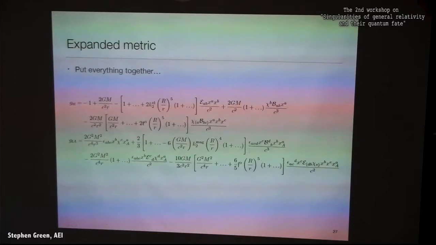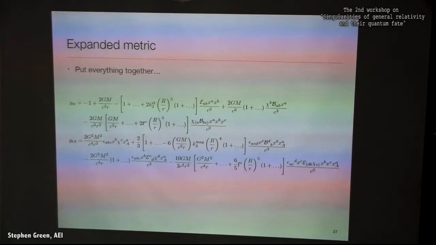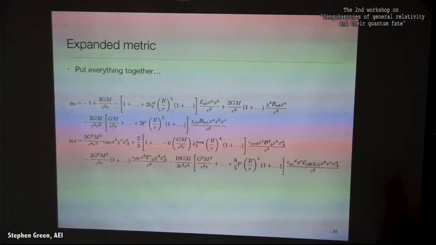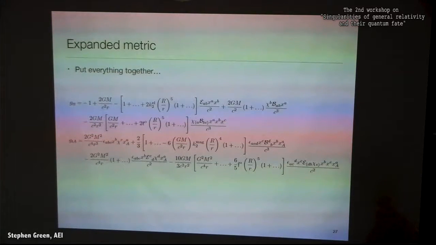Okay, so what we've done is we've taken our static star, we've perturbed it with some rotation and with the applied fields, and then we've worked everything to linear order in the rotation, and linear order in the applied fields, and bilinear order in the applied fields and the rotation. So this is the metric we have in the end, or at least part of it.